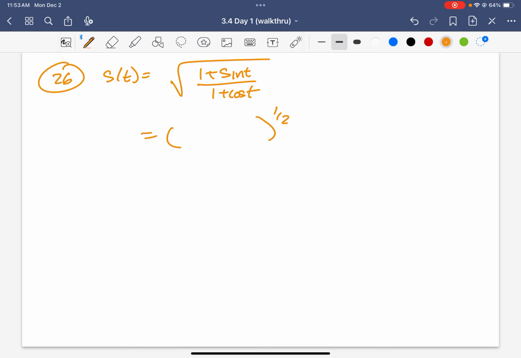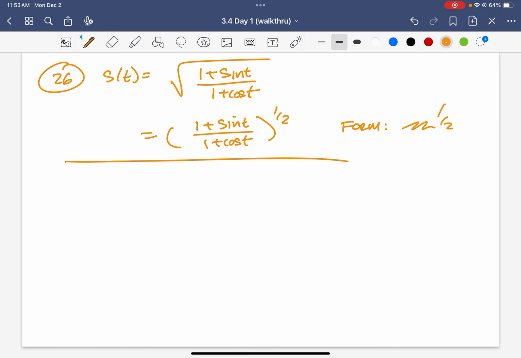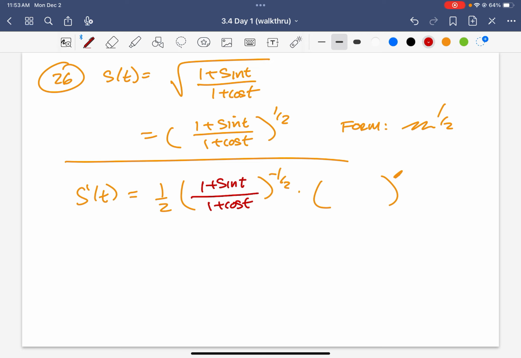I would first rewrite it as stuff to the 1/2. And I would let you know that my form is just stuff to the 1/2. So its derivative is going to be 1/2 stuff to the -1/2 times the derivative of that inside stuff. But the inside is just this. So this is what I'm going to have to take the derivative of. But notice that that's a new derivative, so its form just turns out to be stuff over stuff. It's the quotient rule.